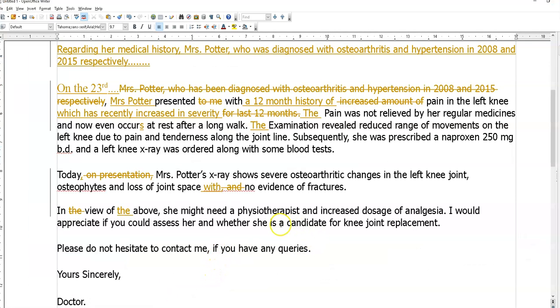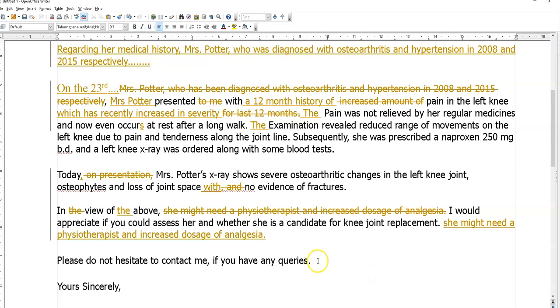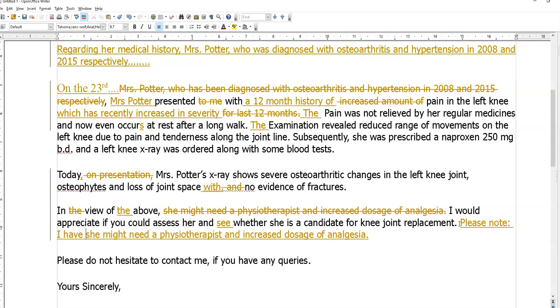So, in view of the above, I would appreciate if you could assess her and see if she is a candidate for knee joint replacement. But you can put something like, please note, just to inform them of the plan. Please note. Now, is it a definite arrangement? Yeah. Please note.